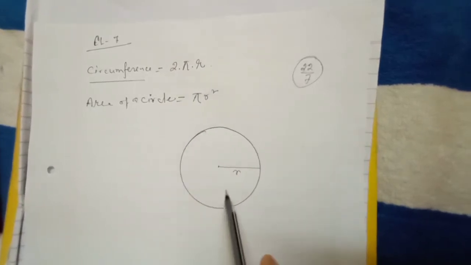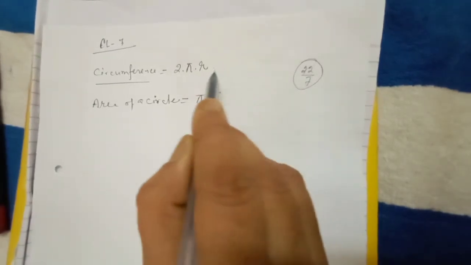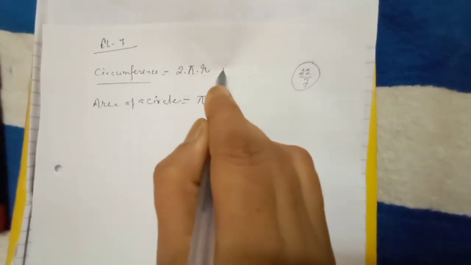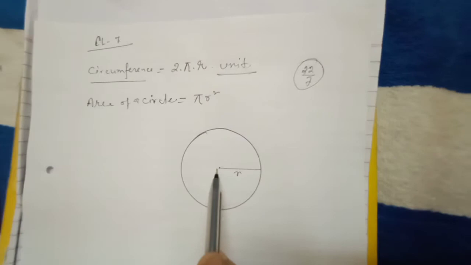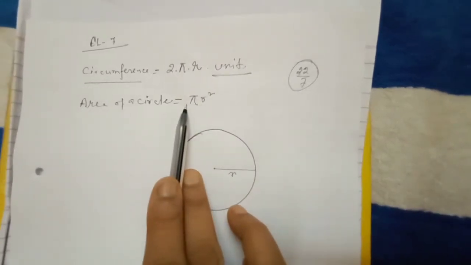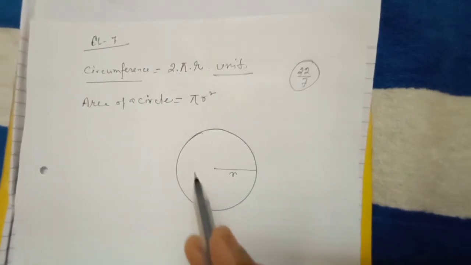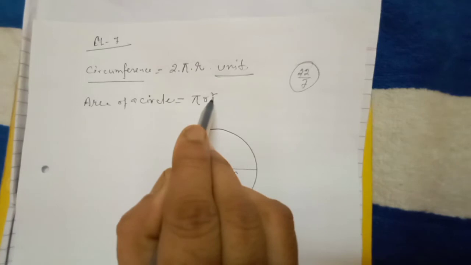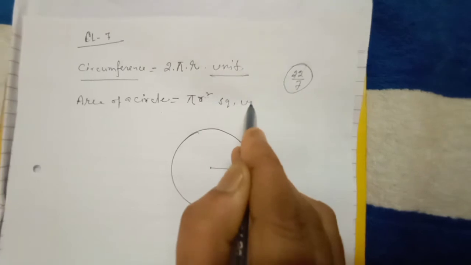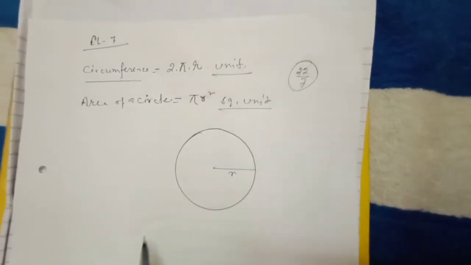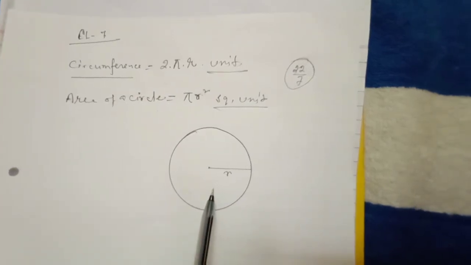As it is a length, the unit will be either centimeter or meter, whatever it is. So the unit, not square unit, only unit. For the area of a circle, if you know the radius, the area is pi into radius square. And as it is r square, it will be square unit. Understood? Now these two formulas will be needed for the next exercise.